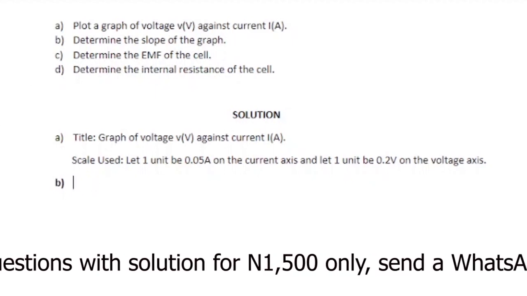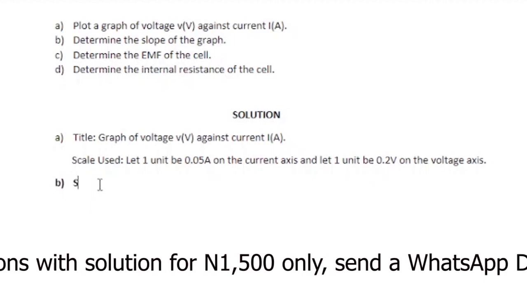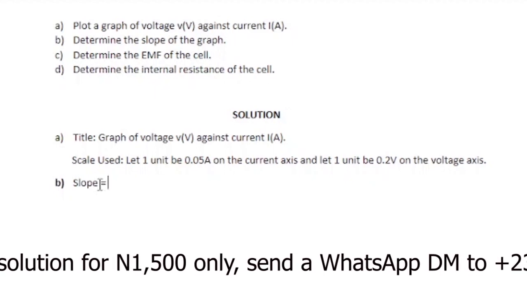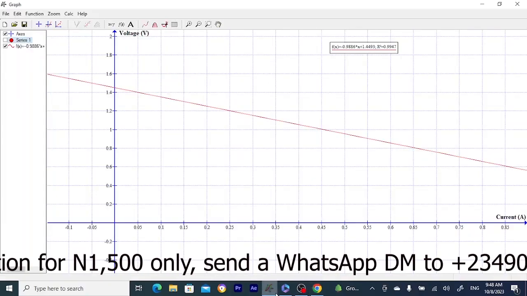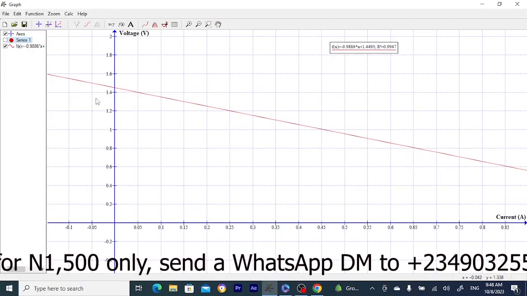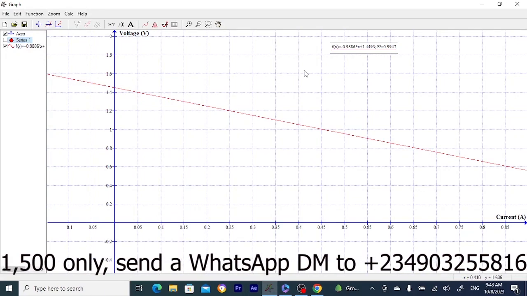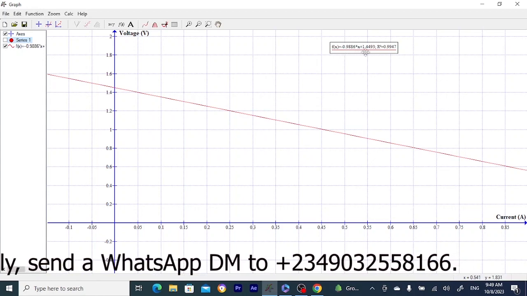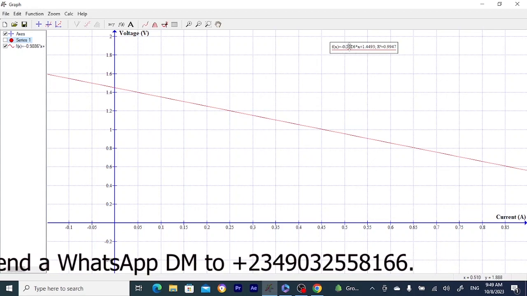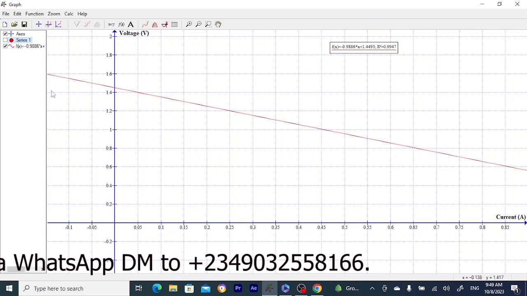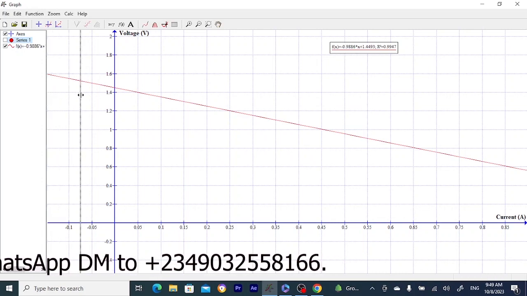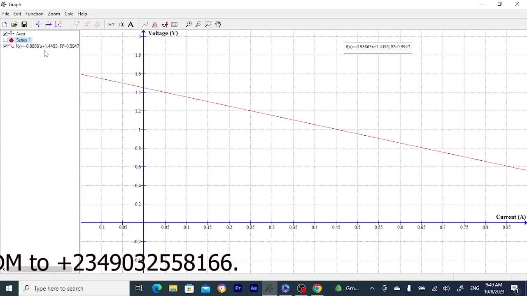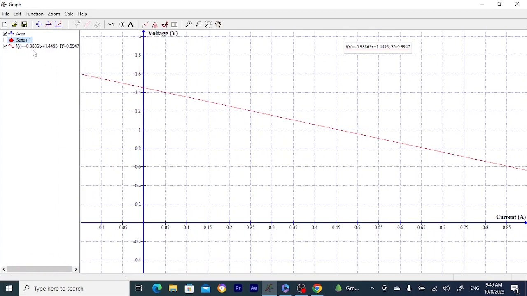Okay, so let's get my slope. So I have slope is equal to, let's see what I have for my slope here. The good thing about this software is that it automatically calculates your graph and your slope for you. If you can remember, the equation of a straight line is mx plus c, where m is the slope of your graph.